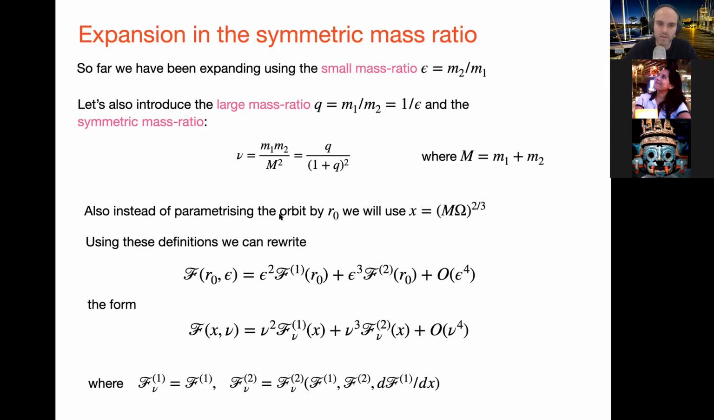We're also going to parameterize the orbits. Instead of using the orbital radius, which is a bit gauge dependent, we'll use something related to the orbital frequency. So this omega is the orbital frequency, and capital M here is the total mass, raised to the 2/3 power. You can roughly, if you like, think of x as being 1 over the radius of the body.